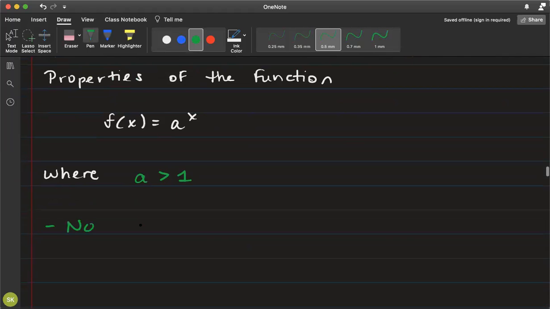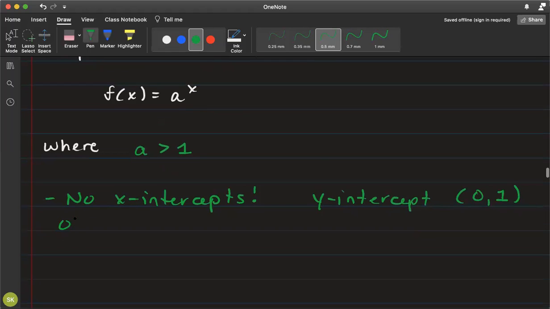You're going to have no x-intercepts. You're going to have a y-intercept. And that y-intercept is always going to be (0, 1). Some other points on the graph that will help you draw the graph: you can plug in 1, you'll get a. So if this was a 10, if we plugged in 1, we got 10. If it's a 5, you plug in 1, you get 5. Also, if you plug in -1, you'll get 1 over a.